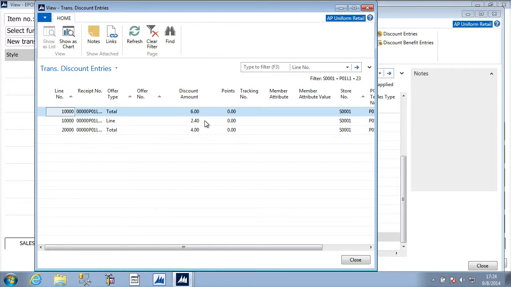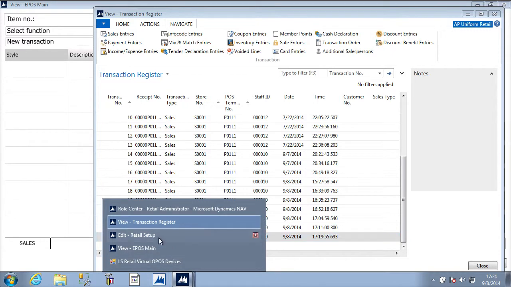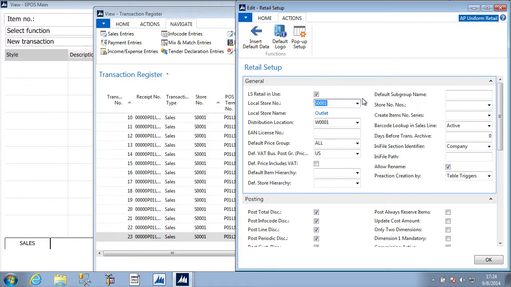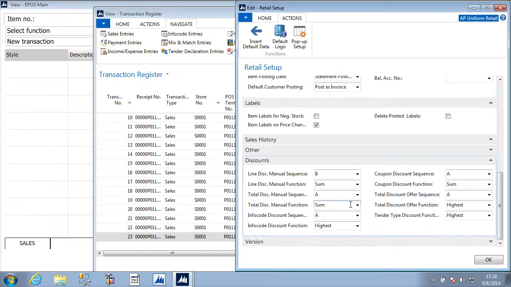Remember, we did the line discount first, and it showed $3, and then we did the total discount, and it added $5.40 to it. The reason for this is a setting that is part of the retail setup, which is a global setting that determines how discounts are ordered. We said that a total discount here would be performed before a line discount. So when we posted the transaction, it calculated the total discount first, and then went and calculated the line discount.